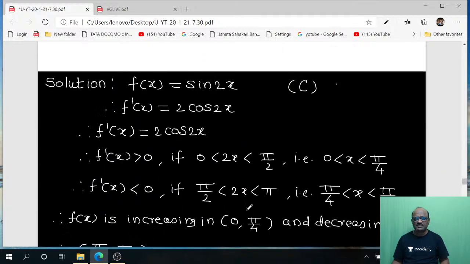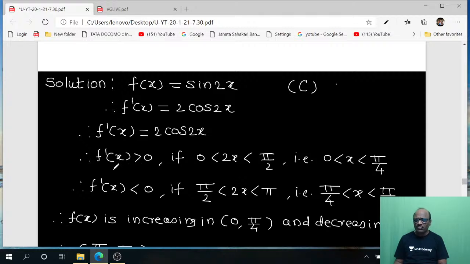Now let us try here. See the function. F of x is equal to sine of 2x. Then what is its derivative? F dash of x is equal to the derivative of sine of 2x, which is cos of 2x. Again it is a composite function. The derivative of 2x is 2 here. Therefore f dash of x is equal to 2 times cos 2x.